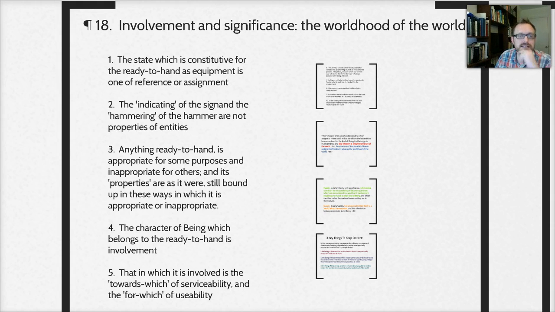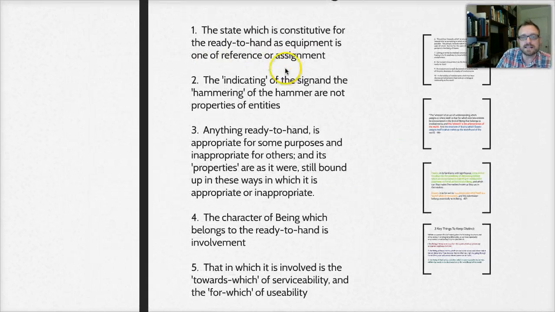So number one here is the state which is constitutive for the ready to hand as equipment is one of reference or assignment, right? So if we're to talk about something as a state of being, the state of being that's given to the ready to hand. So I have the pen, and the pen's just sitting on the desk, and I understand it because I can reference the idea that it is for me to use it to do something else. So it has a reference logic to it, or I can assign, as it were, even a value to it, or assign a referential task to why I need these sorts of things around me.